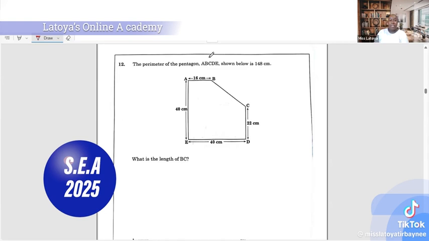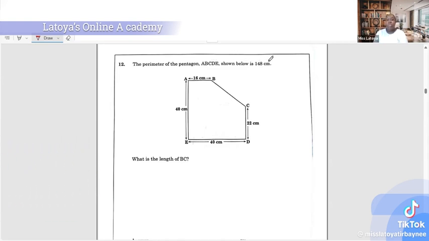The perimeter of the pentagon ABCDE shown below is 148 centimeters. What is the length of BC? What is perimeter? The distance around the entire shape. So if they give you all the other sides, all we simply need to do is to subtract the sum of 16 plus 40 plus 40 plus 22 from the total 148.